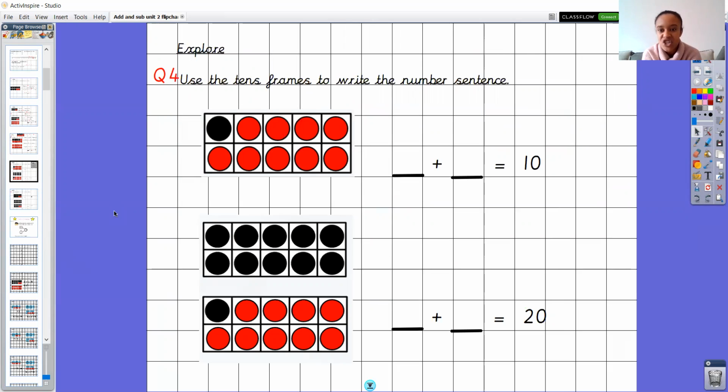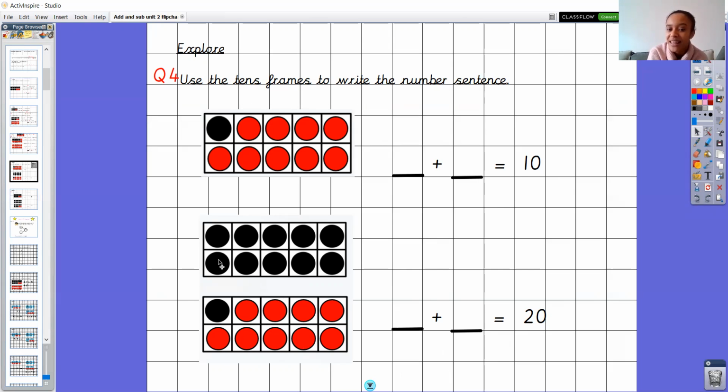Now, question 4. Got no stem sentences, just the number sentences, and this time I'd like 2 number sentences. This first tens frame here is representing just a number bond to 10, and our second, 2 tens frame, second number sentence is representing a number bond to 20. So I wonder, can you find out for me what number sentence is shown in this tens frame? How many black counters, how many red counters, and then see if you can use that number sentence to help you with this number sentence without having to count the counters on this one.